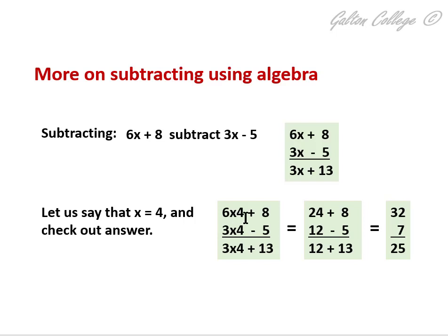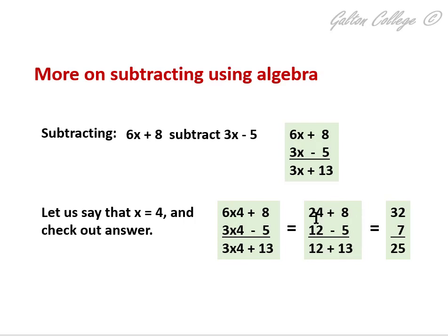So 6 times 4, x is now 4. 6 times 4 plus 8. Actually, if you just carry on to the next box, 6 fours are 24. 24 here, plus 8. Next one is 3x minus 5. Well, 3 fours are 12, minus 5. And the bottom one is 3x plus 13. So it's 3 fours, 12. 12 plus 13.